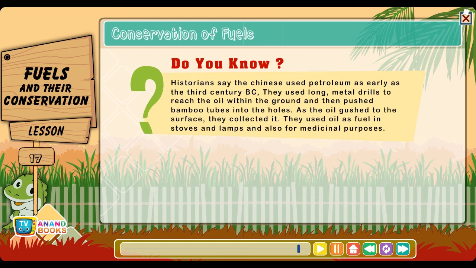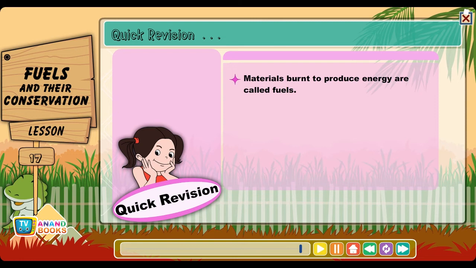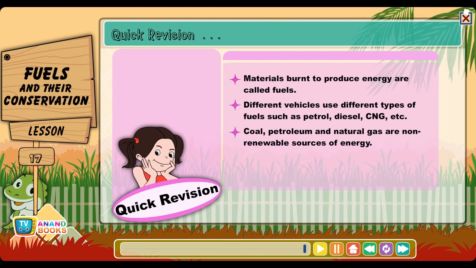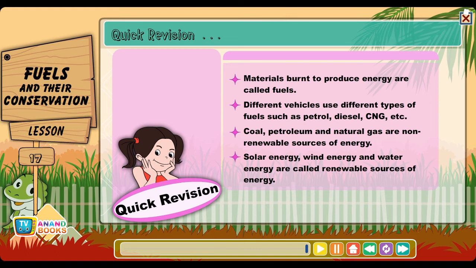Quick revision. Materials burnt to produce energy are called fuels. Different vehicles use different types of fuels such as petrol, diesel, CNG, etc. Coal, petroleum and natural gas are non-renewable sources of energy. Solar energy, wind energy and water energy are called renewable sources of energy.